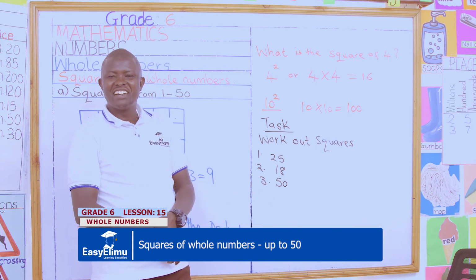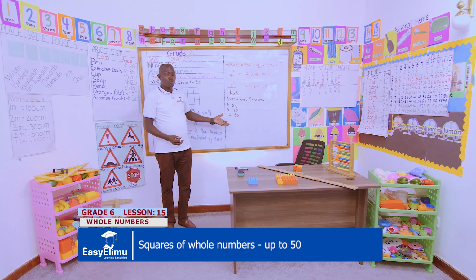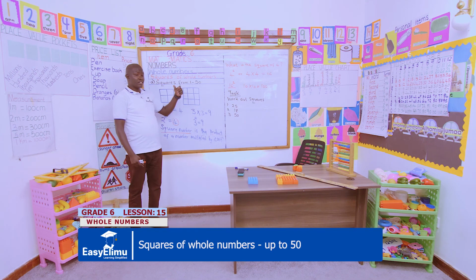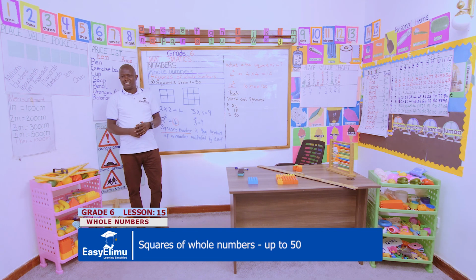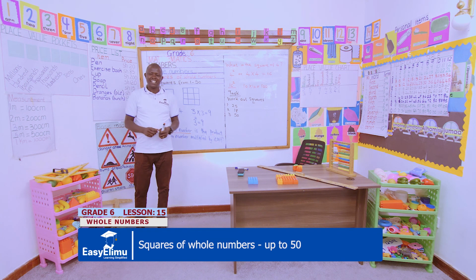And with this marks the end of our lesson. But remember to do more practice on squares of numbers. And these squares are squares of whole numbers up to 50.